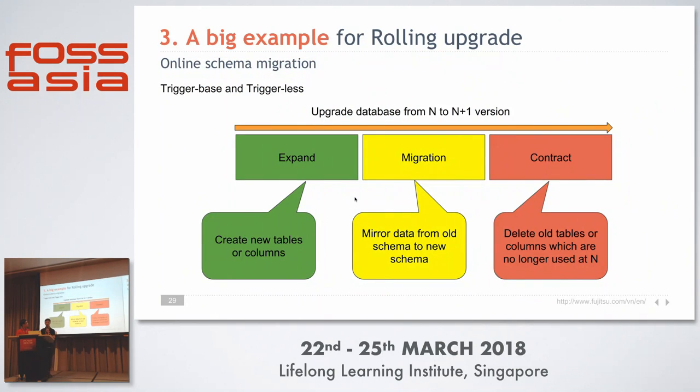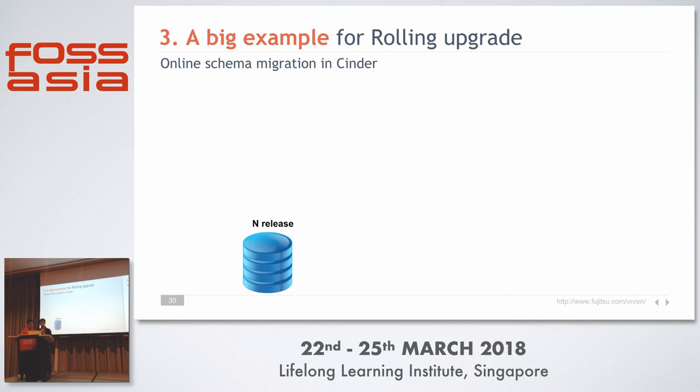With online schema migration, normally we have two solutions to this problem. The first is trigger-based, which means we use a trigger function in the database, and the other is triggerless, which means we don't use a trigger. And normally we have three phases. The first is the expand phase, when we want to create a new column or new table in the database. The second is the migrate phase, to migrate data from the old schema to the new schema, and the contract phase, to delete the old table or column which is no longer used in the release.